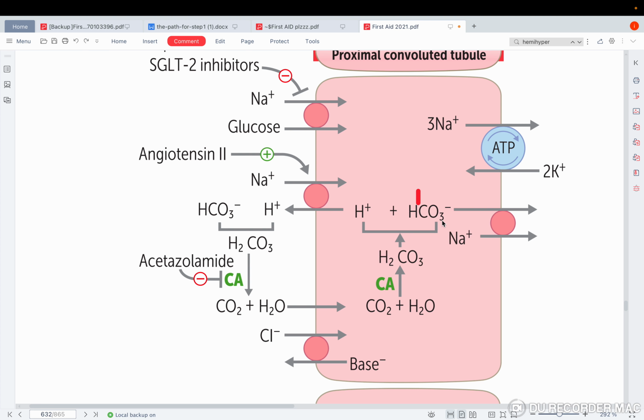Alkalosis, good. So this is the concept of contraction alkalosis caused by angiotensin 2.